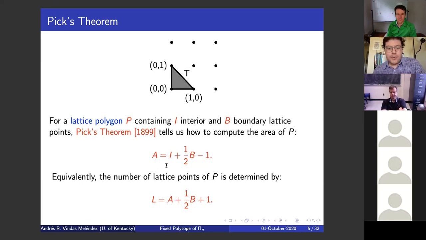And so the number of lattice points for a polygon is given by its area plus half the boundary points plus 1. Okay. I don't know if you've seen this before, but it's a kind of nice result because it ties in something that is continuous with something very discrete, because we just have to enumerate the lattice points. And so a question can be, does this hold for higher dimensional polytopes?